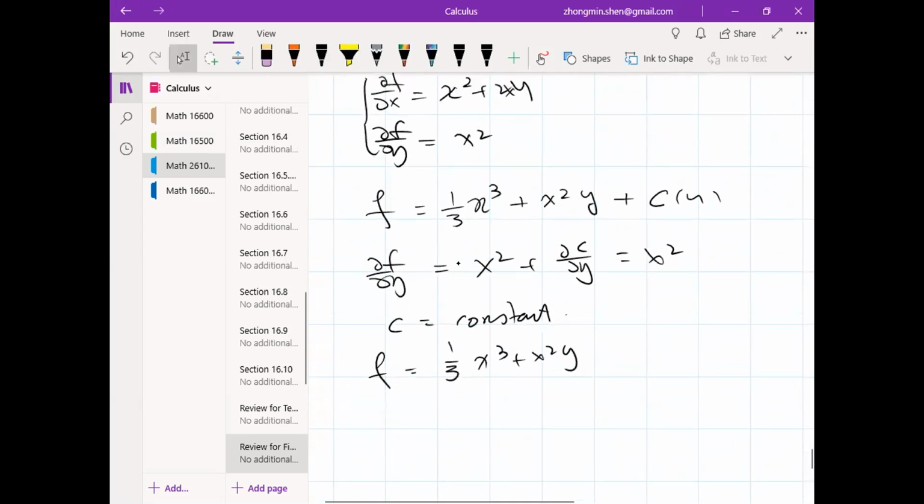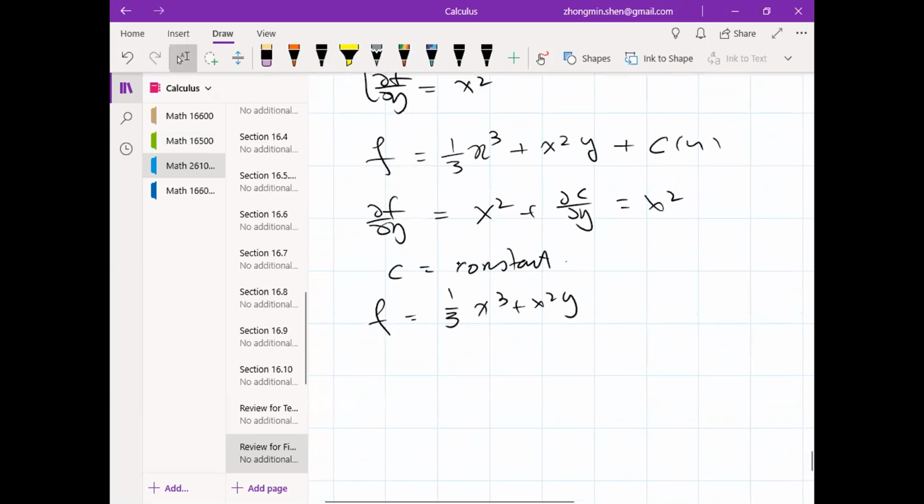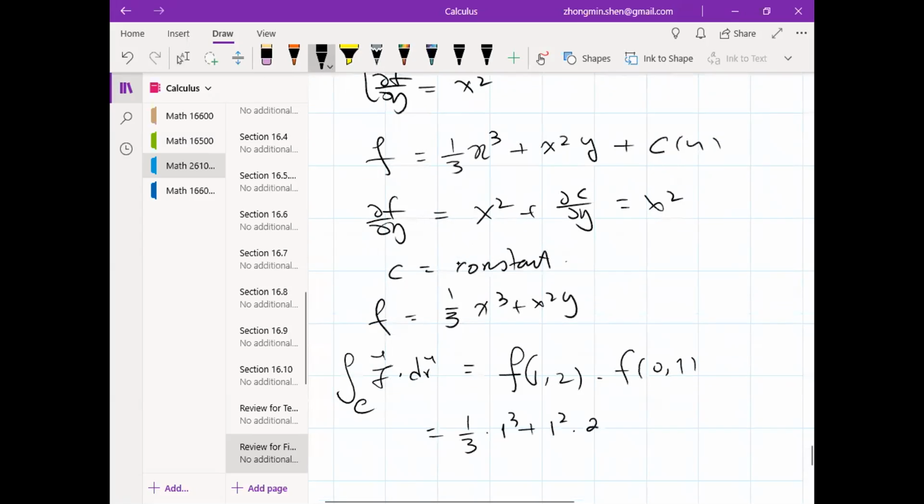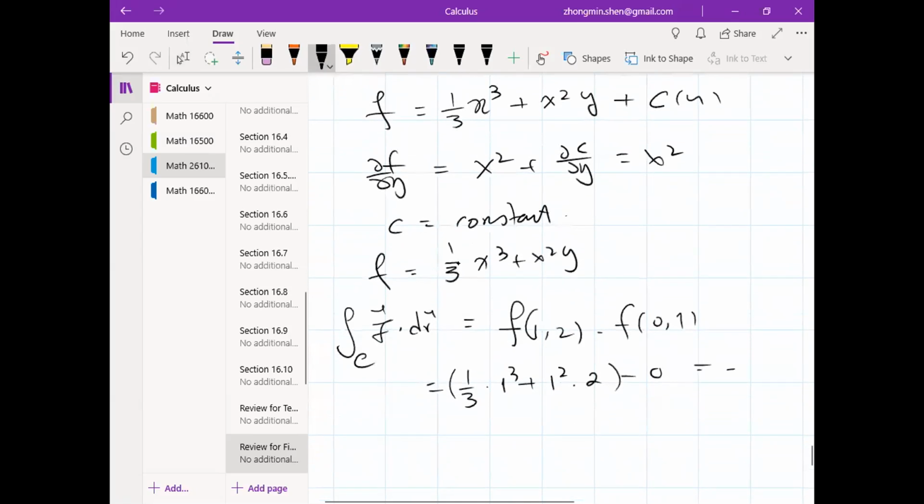So we know that actually you can evaluate the line integral. It is going to be the value of f at the 2 endpoints: f(1, 2) minus f(0, 1). So it's going to be 1/3 plus 2, minus, when x equals 0, that's 0. So the answer is going to be 7/3. So it's independent of the paths.